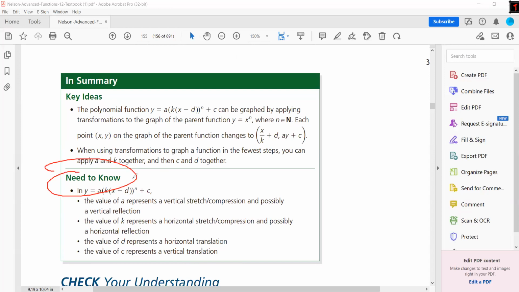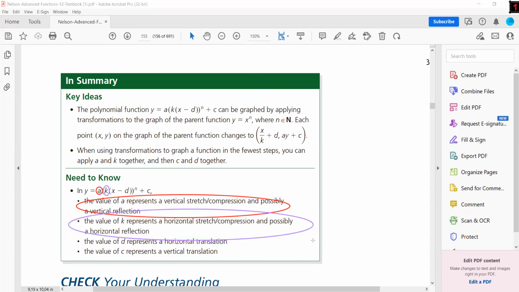So in this general form for a polynomial function, the value of a, let me use a circle to highlight it, represents a vertical stretch, compression, and possibly a vertical reflection. Possibly because it depends on the sign of this leading coefficient. And then we have the k value. The value k represents a horizontal stretch or compression, possibly a horizontal reflection.